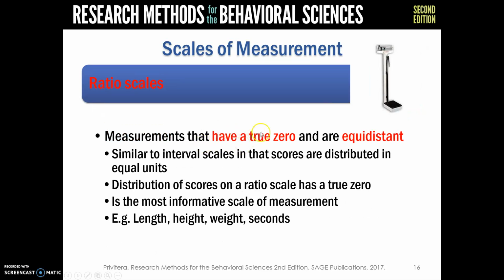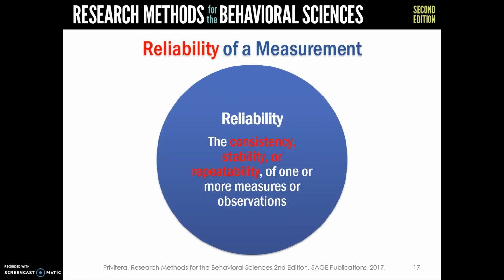Ratio scale, there's actually a true 0. You cannot go to a negative number with these. So ratio is just right at 0 and then goes from there. It could be height, it could be length, it could be weight, it could be seconds. So a lot of things actually fall onto the ratio scale.